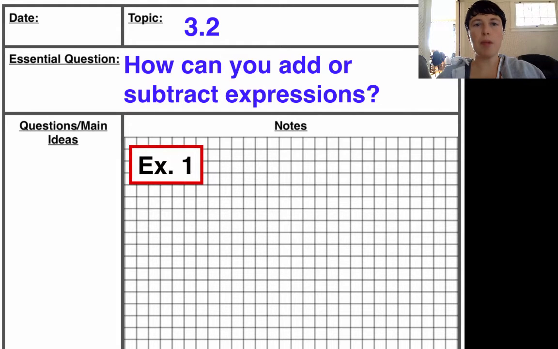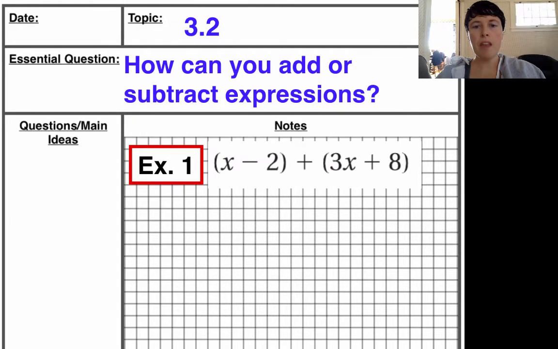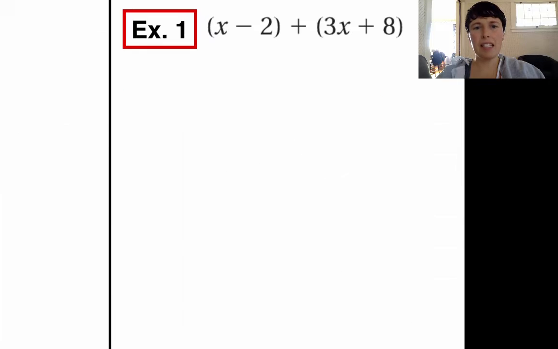So these are the types of problems I'm talking about. Let's do an example. Let's say you had (x - 2) + (3x + 8). Now notice the parentheses. We want to add these together. Now we're not solving for x yet. We're not going to find an answer for x because we don't have an equal sign to solve with. But we can simplify this problem.